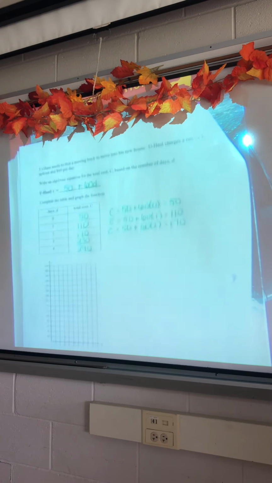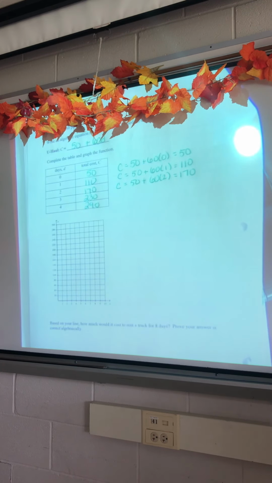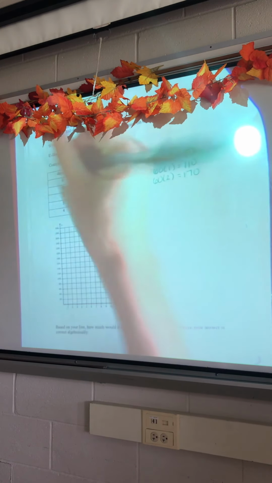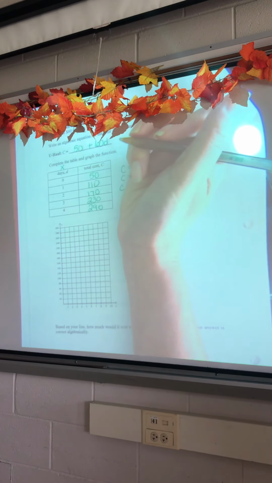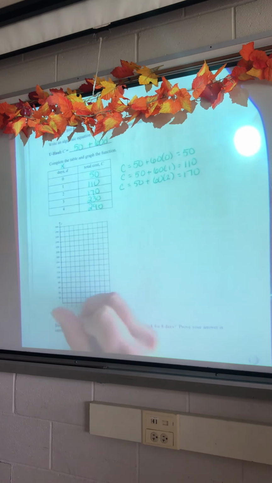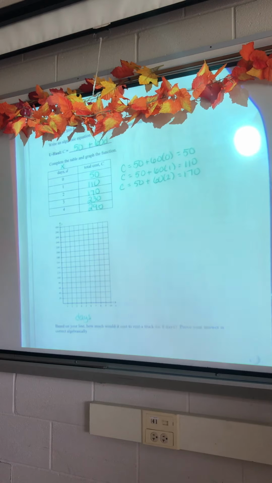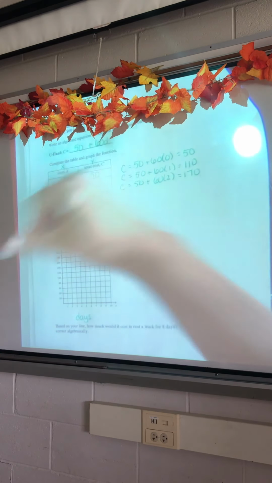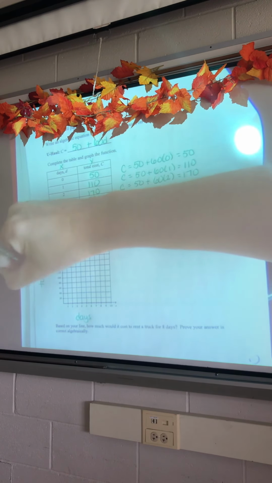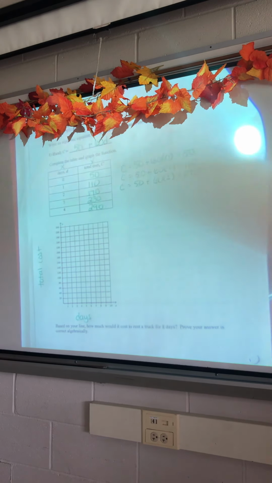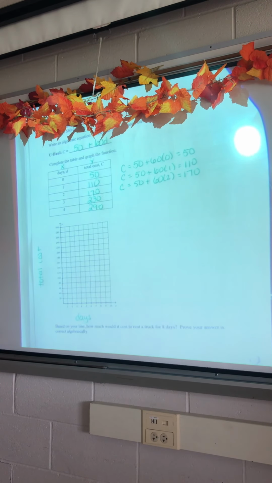So now it wanted me to graph. So my graph is missing a couple things you'll notice. I don't have any labels, so let's go ahead and label this. So in my table, whatever came first was X. So that means that my days are my X. And what comes second is your Y. So my total cost goes on my Y-axis. And now we're just going to graph these as coordinates.